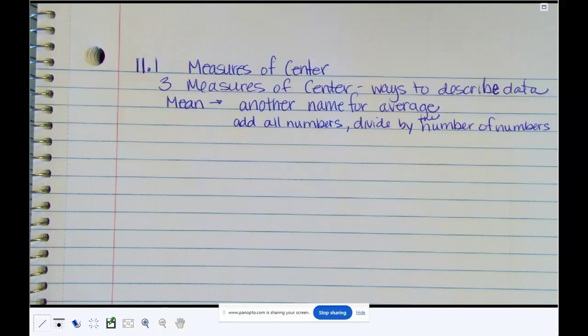So 63 divided by 25 is what? It's around 2.52. Okay. So, average number of siblings, 2.52. Now, let me ask you this question.